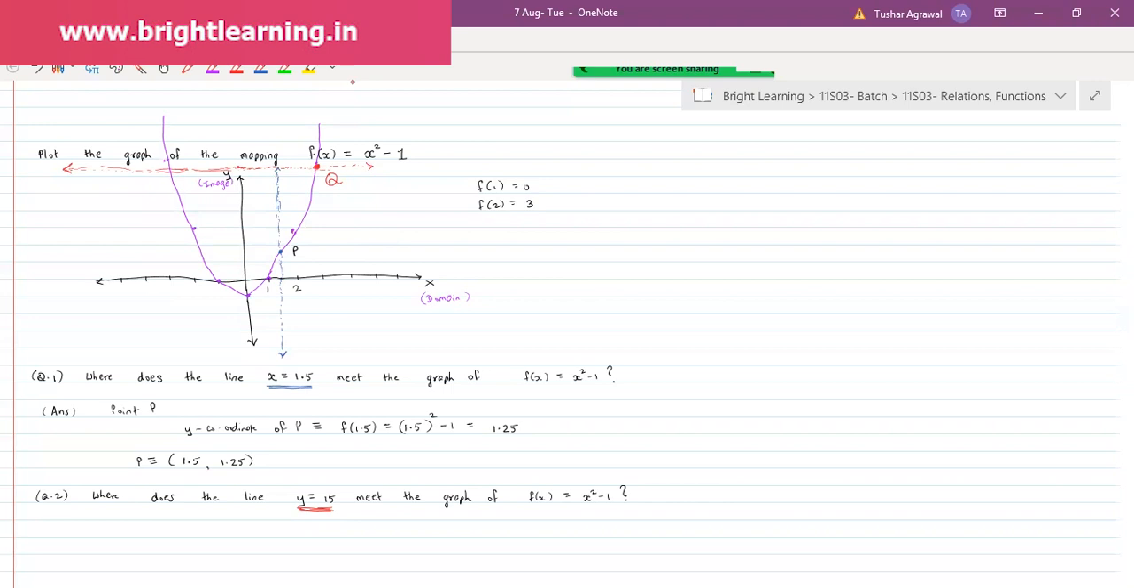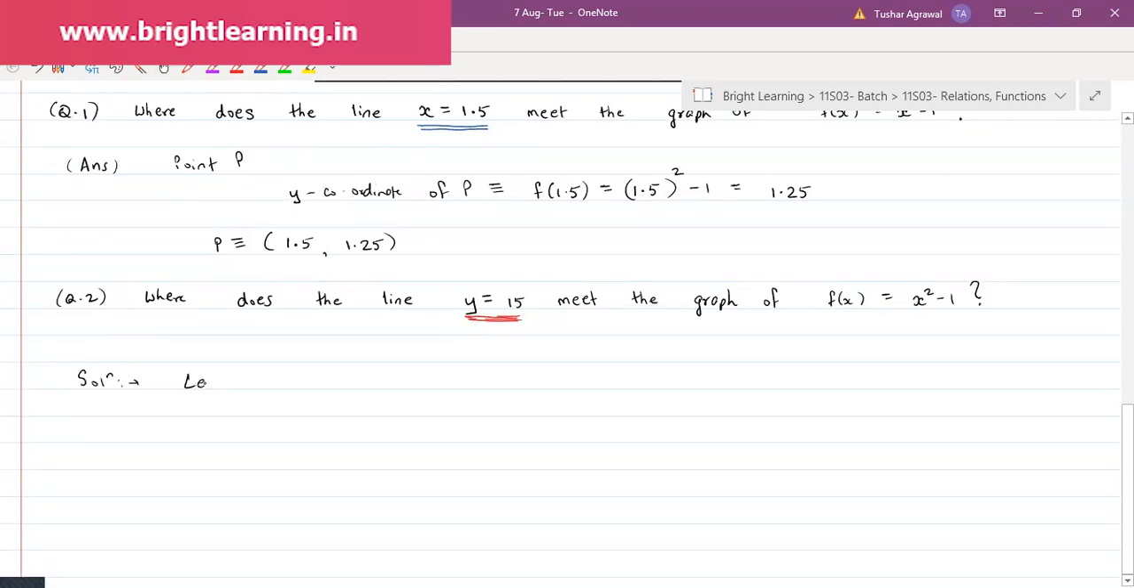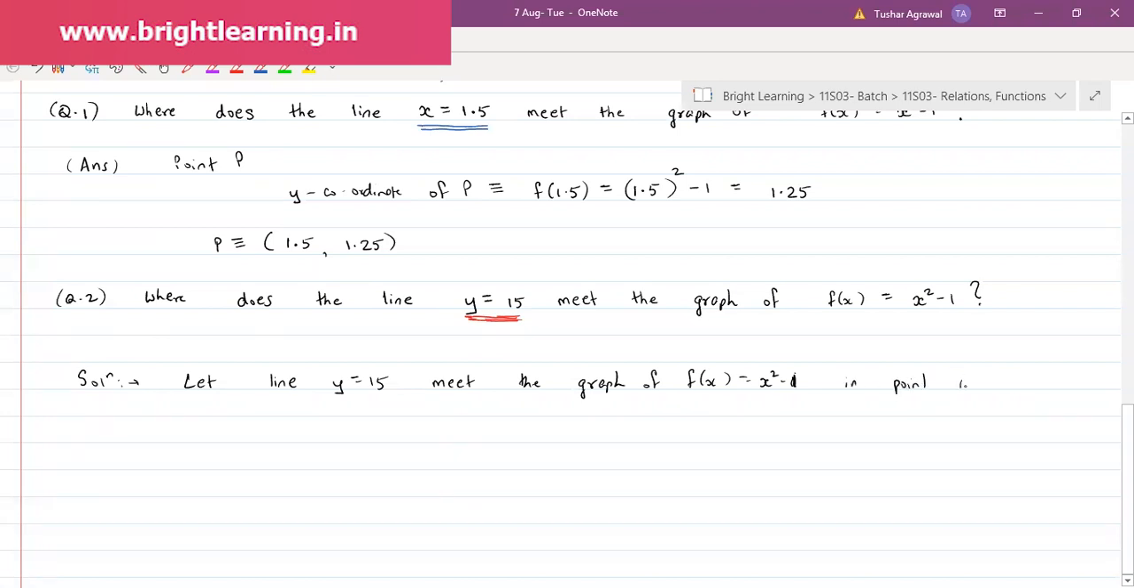So when I write this in the solution, I will write: let the line y equal to 15 meet the graph of f of x equal to x square minus 1 at point Q. Observe, what to observe? The y coordinate of Q is equal to 15.